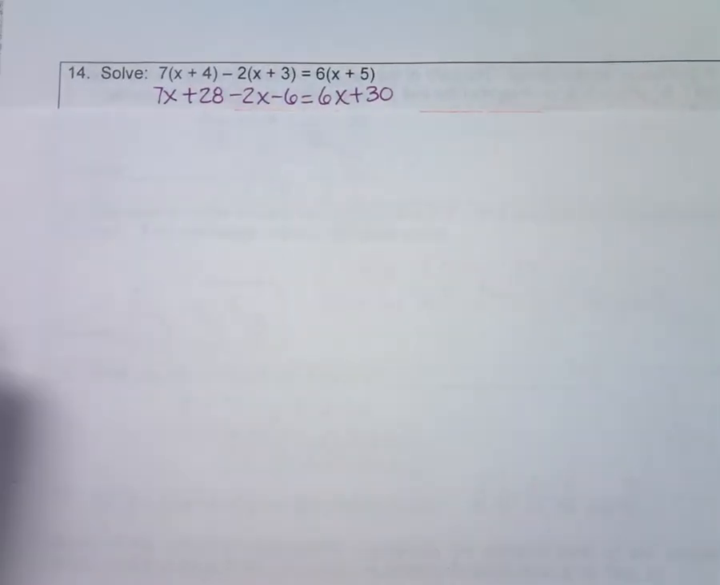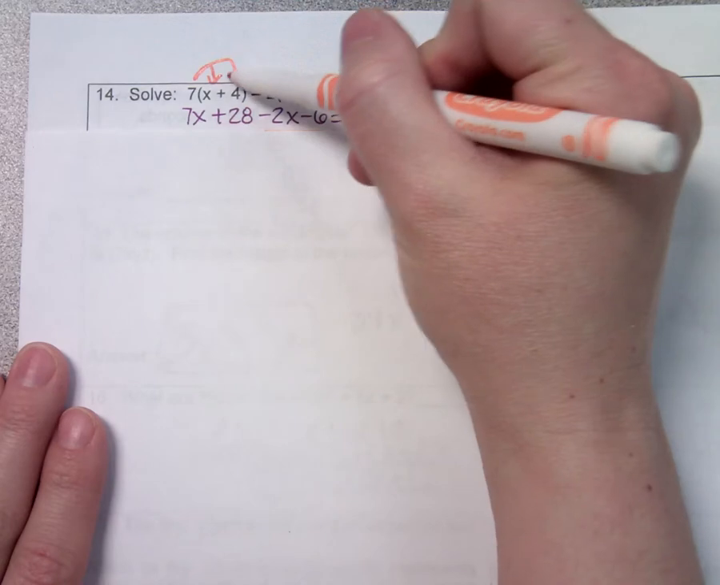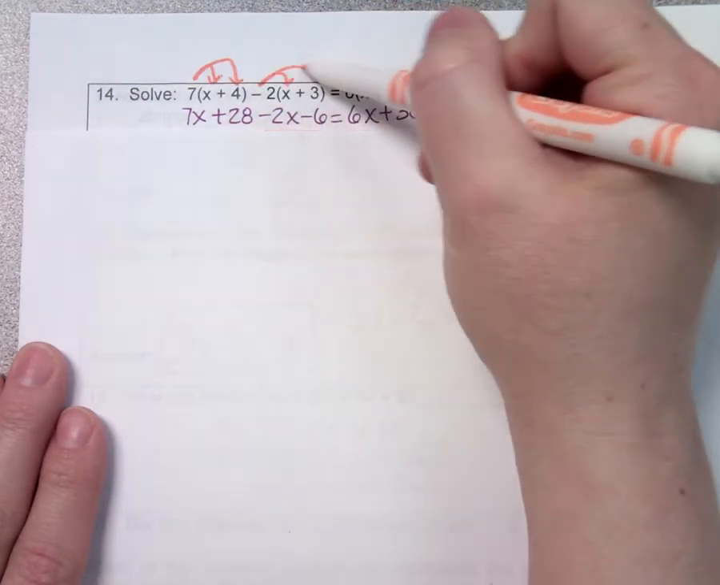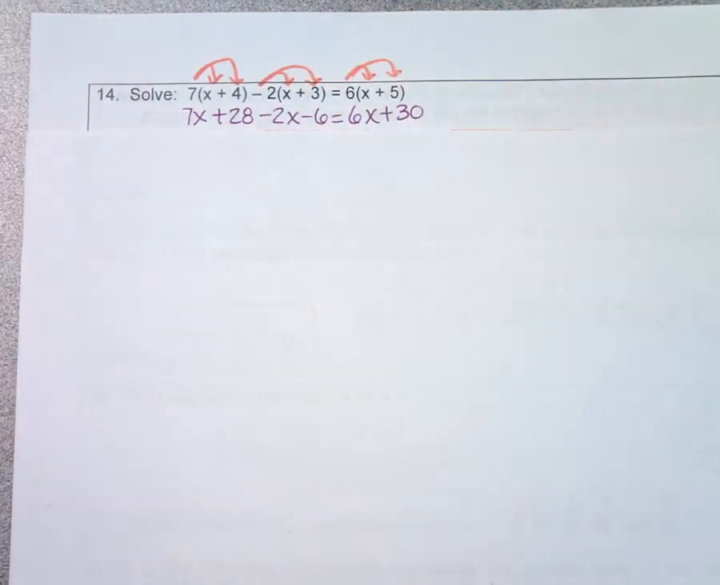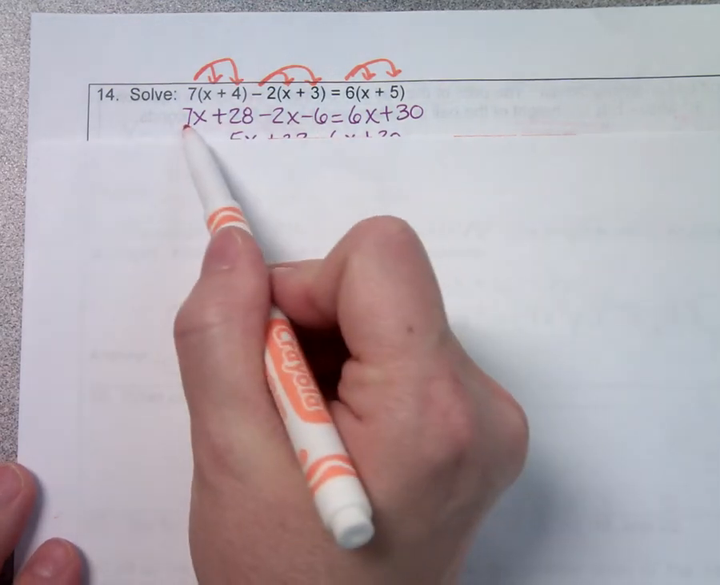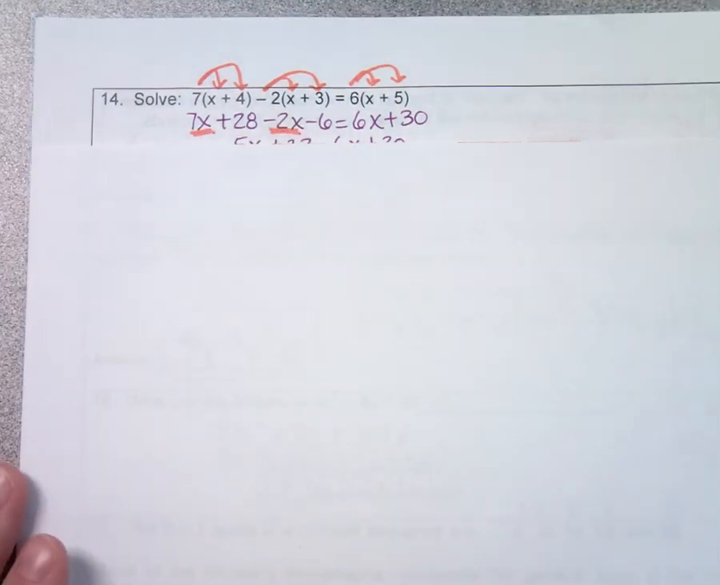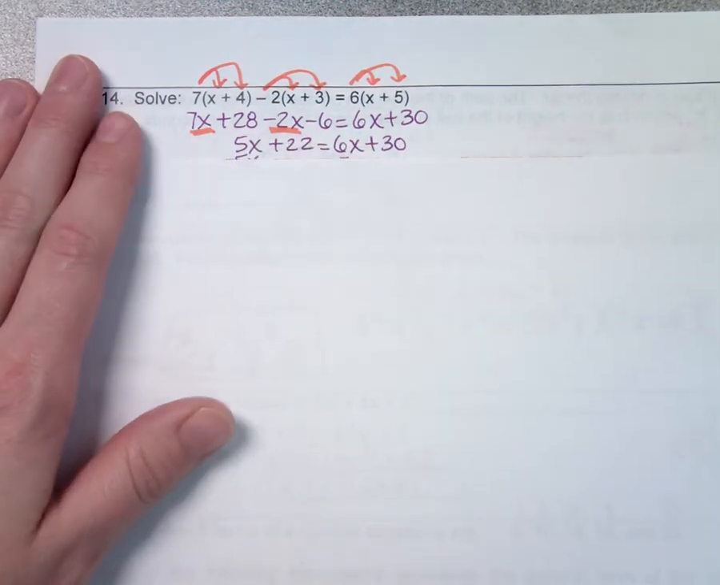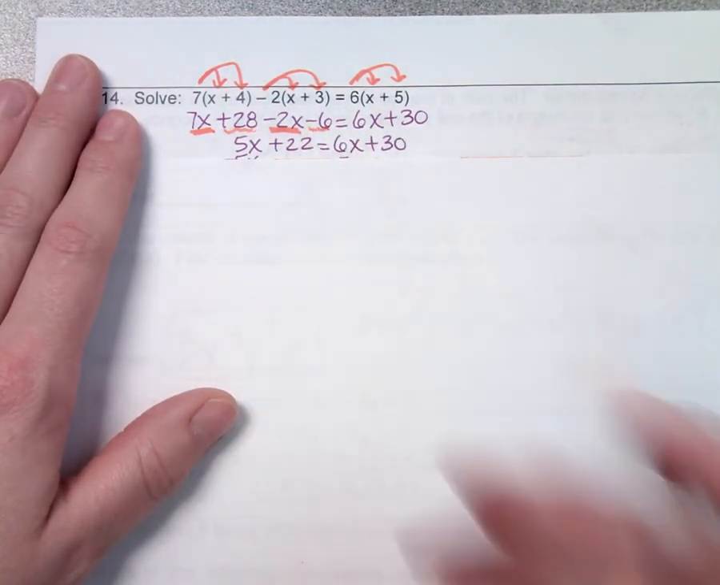This one wanted me to solve, so the first thing I did was I distributed to get rid of my parentheses, distributed the negative 2, distributed the 6. I removed all my parentheses by distributing the number that was smushed up against them. Okay, next thing is if you ever have like terms on the same side, you can combine them. So a 7x and a minus 2x makes a 5x. I can also combine the positive 28 and the negative 6, which makes 22.